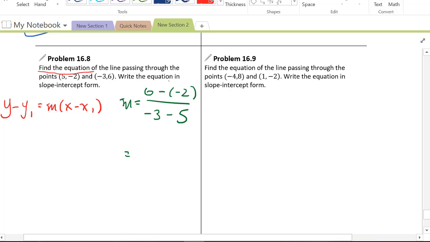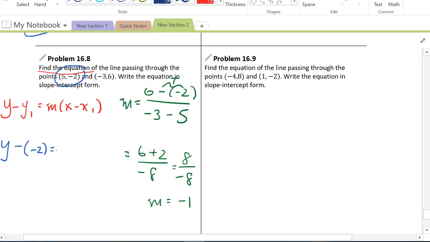Okay, that's equal to, and again, negative becomes a positive, so it's going to be 6 plus 2 over negative 8. 6 plus 2 is going to give us 8, right? 6, 7, 8, yep. 8 divided by negative 8 is equal to negative 1. So slope is negative 1. So plug everything back into the formula. So y minus, and again, let's use the first point. You can use the second one if you want. Negative 2 equals, slope is negative 1, so negative 1 times x minus 5.